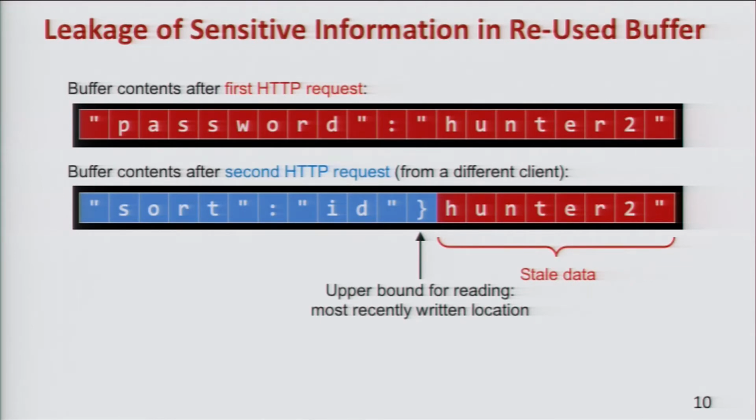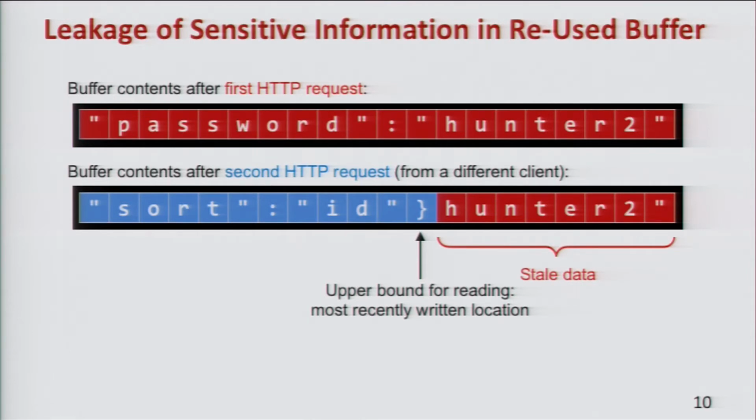So it actually turns out that even if we get all of the bounds checks right, there are still some types of vulnerabilities that can result, even from reads that are within the bounds of the array. So here's an example of that. Let's consider a web server that receives requests from different clients. After the first request that it receives, it has a buffer with that request that is tainted with sensitive data, in this case, a password.